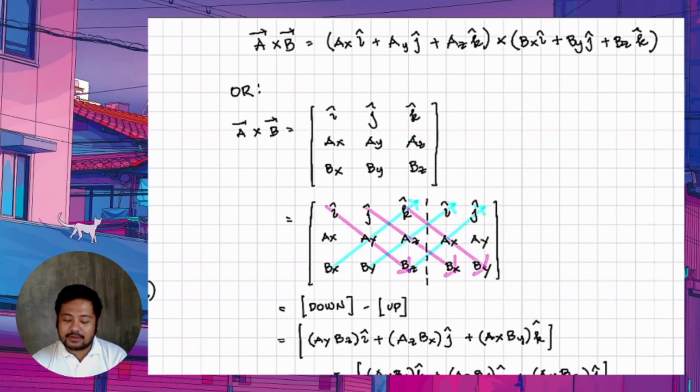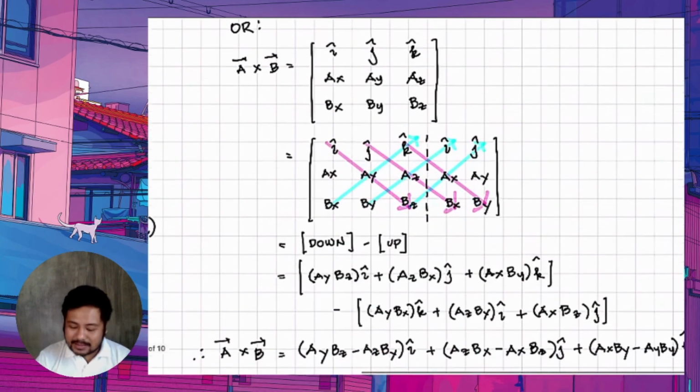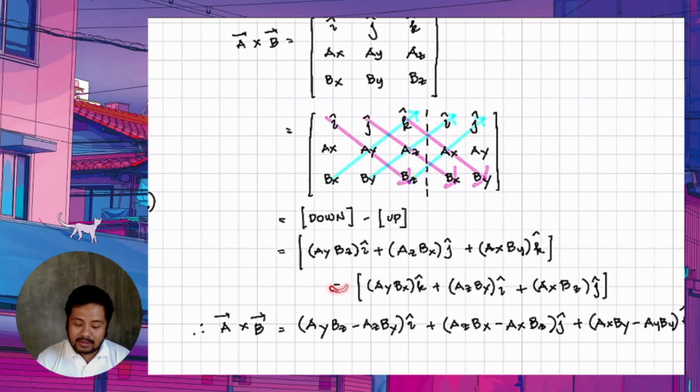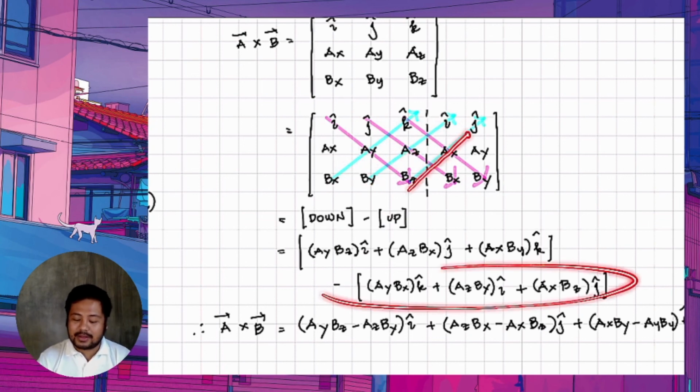Okay? So down minus up. You want to start from the farthest, from i hat. So you go down. It should be a diagonal. So i hat times AY BZ, plus j hat AZ BX, plus k hat AX BY. Okay, this is basically that one. Okay, minus up, going up: BX AY k hat, plus BY AZ i hat, plus BZ AX j hat. That is this one. Okay?